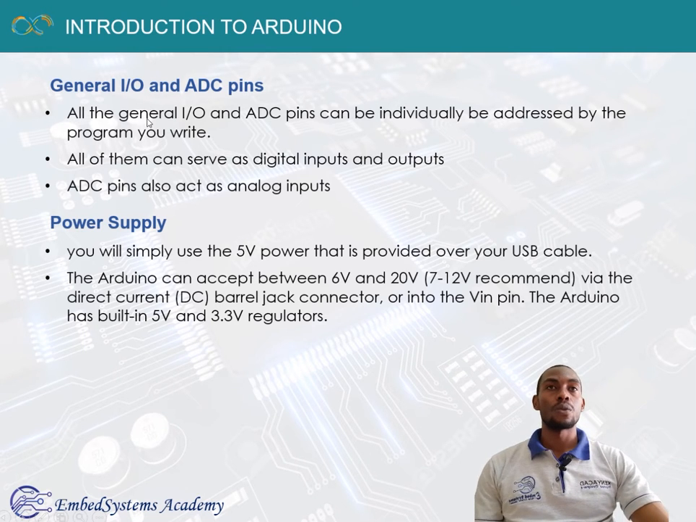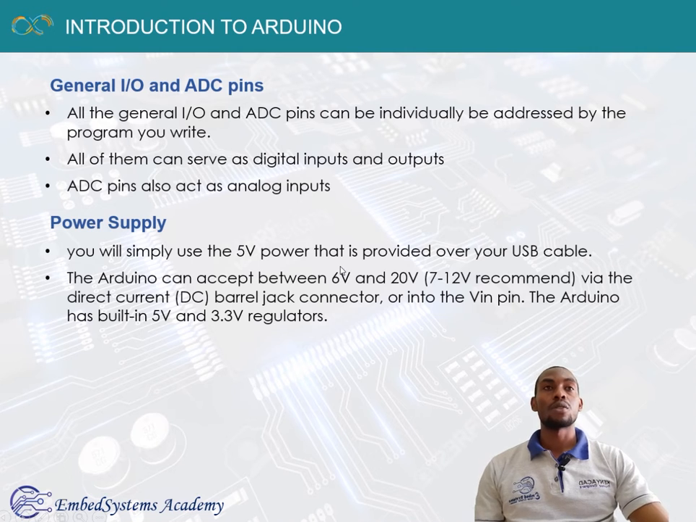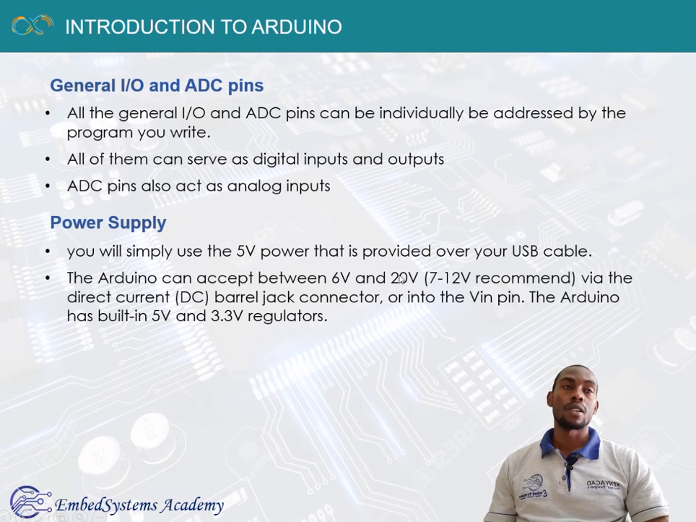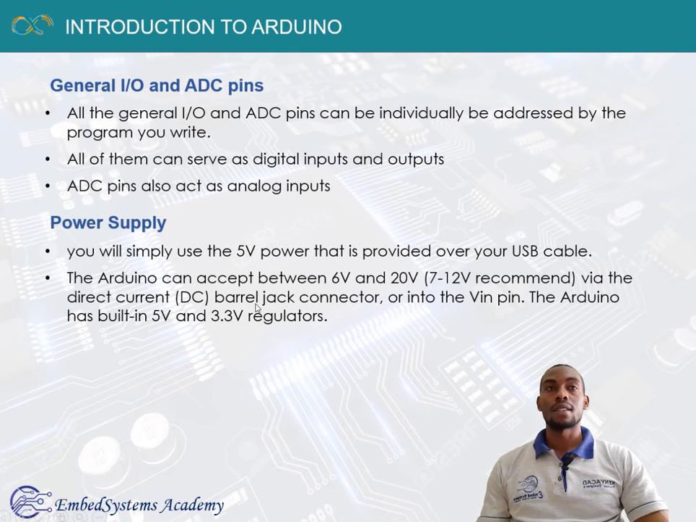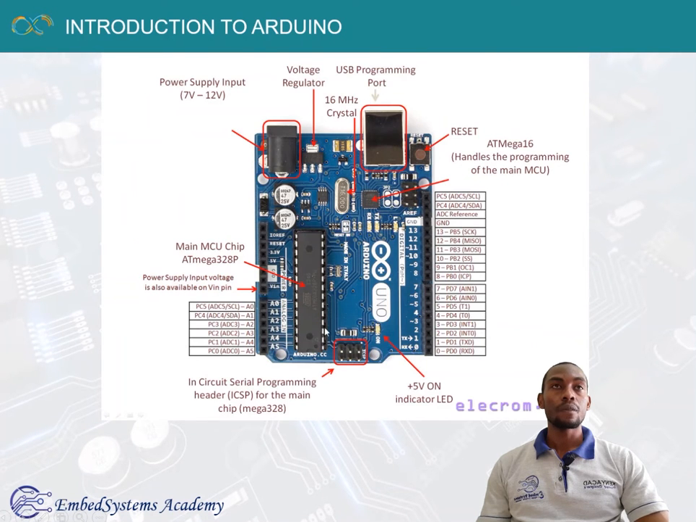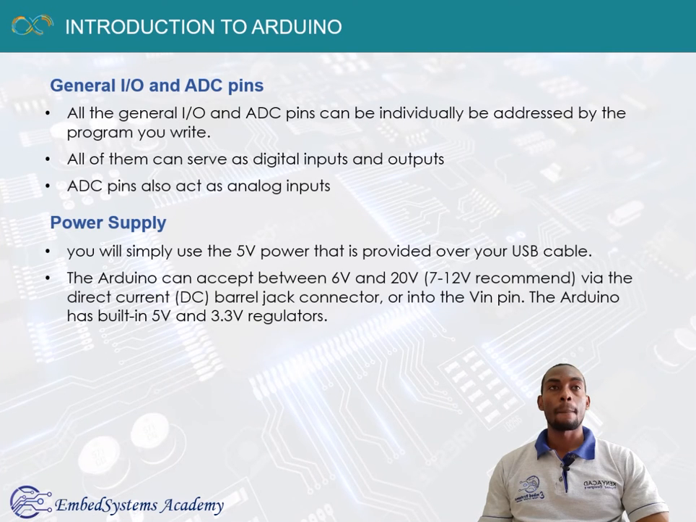Of course, Arduino you have to supply it with a 5 volts power via USB cable, or it actually accepts between 6 volts to 20 volts, but the recommended value is 7 to 12 volts via the direct current connector, the DC, this one here. This is where you connect your power. You can connect 7 to 12 volts, and the voltage regulator will regulate this power to 5 volts that the microcontroller needs for it to work properly.